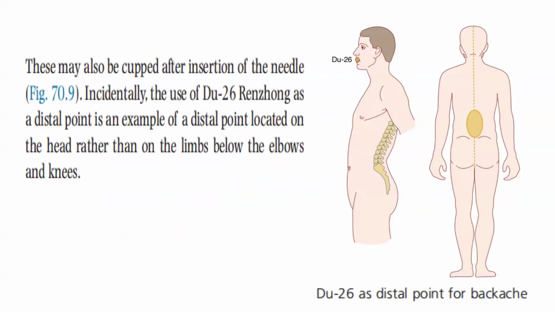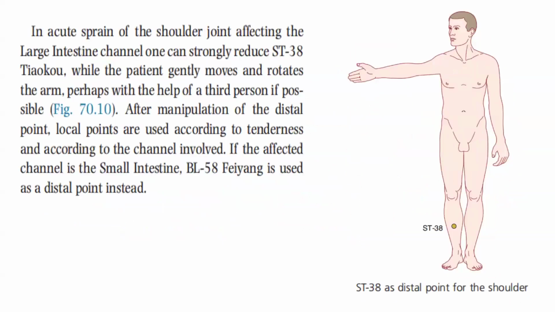Incidentally, the use of Du-26 as a distal point is an example of a distal point located on the head rather than on the limbs below the elbows and knees. In acute sprain of the shoulder joint affecting the large intestine channel, one can strongly reduce stomach 38 while the patient gently moves and rotates the arm, perhaps with the help of a third person if possible. After manipulation of the distal point, local points are used according to tenderness and according to the channel involved.